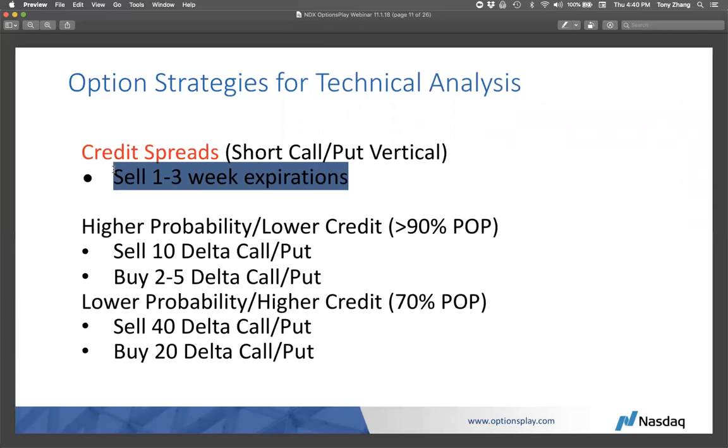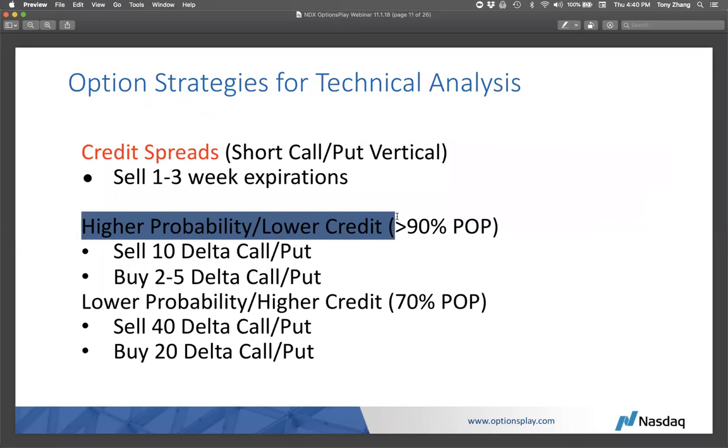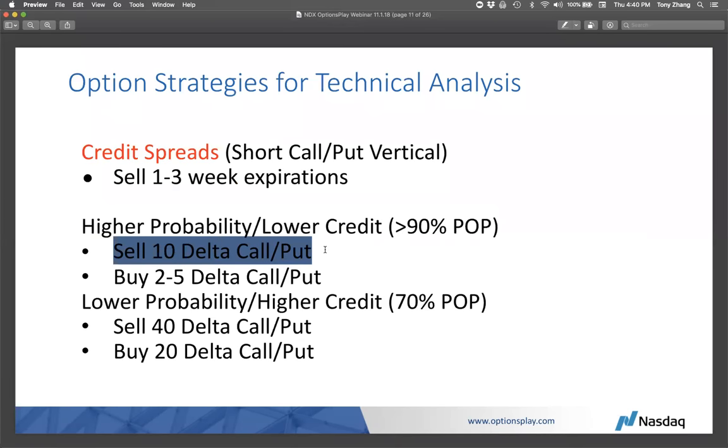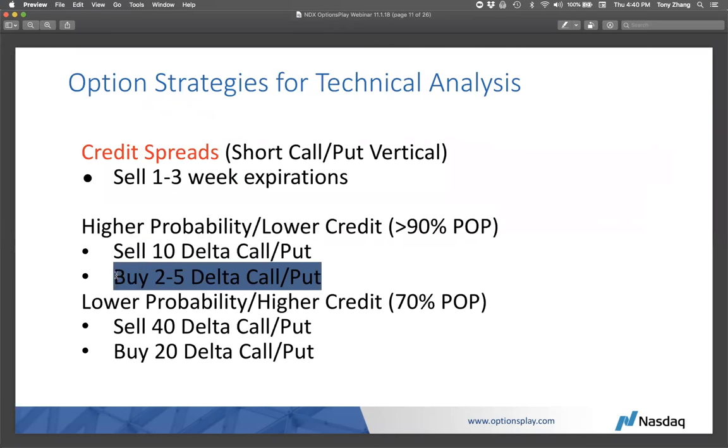1 to 3 week expirations is sort of the sweet spot when it comes to selling credit spreads. Now, there's generally two ways that you can sell these credit spreads. Many index options traders will sell these very high probability, low credit credit spreads. This is where you're selling a pretty far out of the money call or a put, a 10 delta call or a put, and then you're buying back an even further out of the money call or a put, a 2 to 5 delta call or a put.